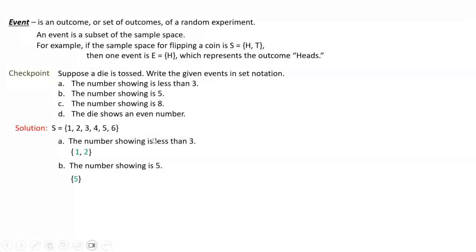For part C, the number showing is an 8. That's going to be the empty set, because there's no 8 in the set 1, 2, 3, 4, 5, 6. So it's going to be that symbol, a circle with a line through it, or just a bracket with nothing in there. For D, the number showing is even. From there, the evens will be 2, 4, 6. So that's my event, 2, 4, 6.